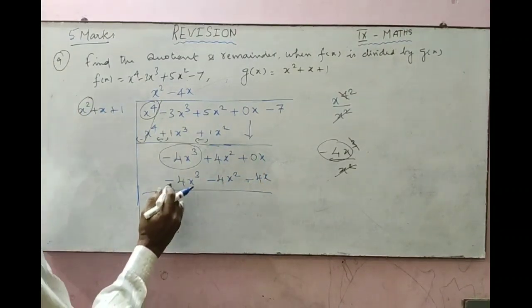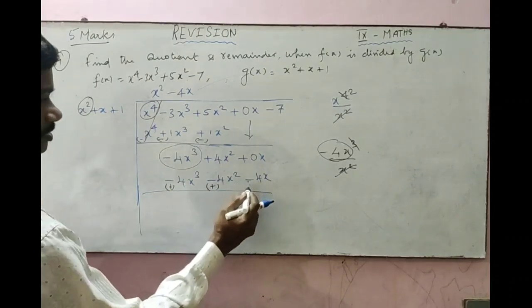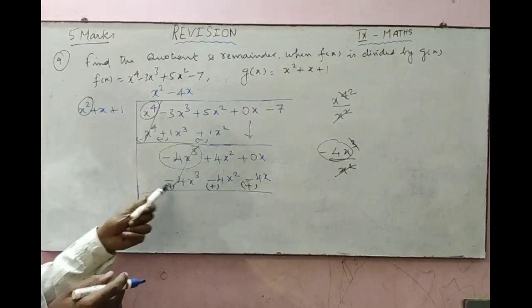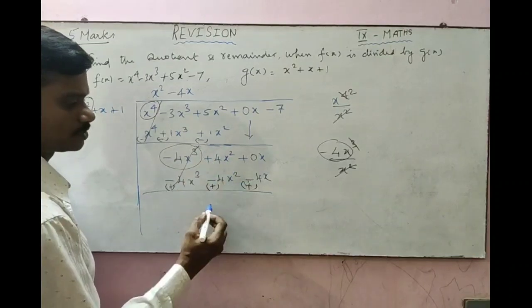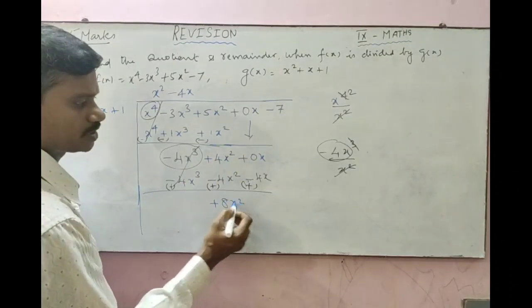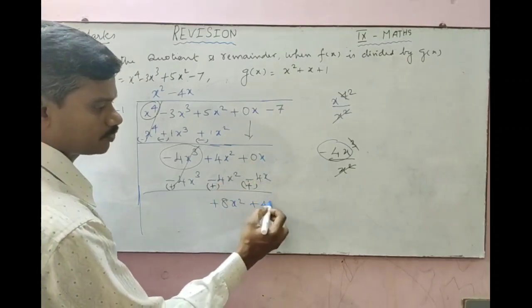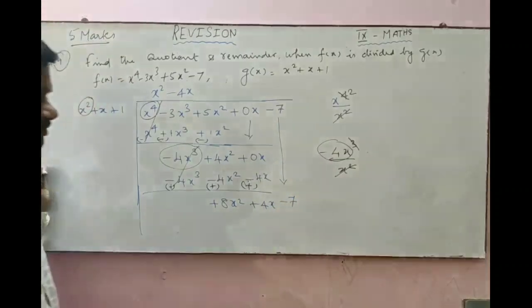Again change the sign. Minus becomes plus. Here also minus becomes plus. Here also minus becomes plus. These two terms get cancelled. Plus 4 plus 4 gives plus 8x square. 0 here plus 4. 0 plus 4 gives 4x. Next bring down the next term minus 7.